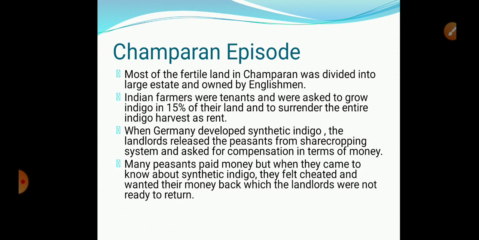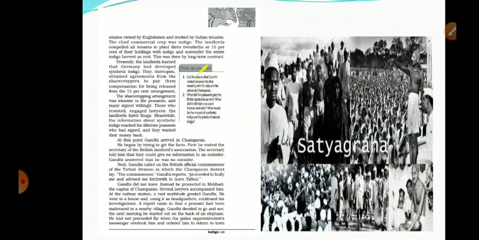But meanwhile, Germany developed synthetic indigo, which was very cheap. So now the landlords freed the farmers from sharecropping system and they asked for compensation in terms of money. Means now these peasants were asked to pay the rent of the land in terms of money. Many peasants did not like sharecropping system, so they easily gave money. But when they came to know about synthetic indigo, they wanted their money back. And the British landlords were not ready to refund the money. So, to solve this problem, Gandhiji was called to Champaran.